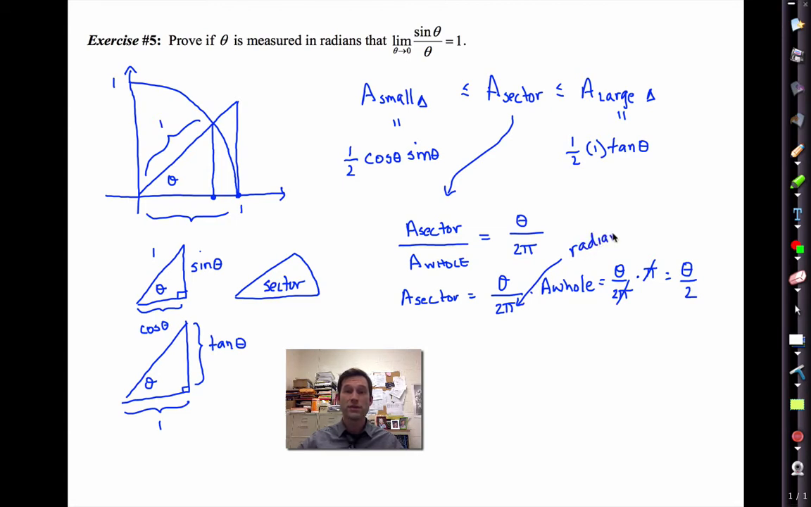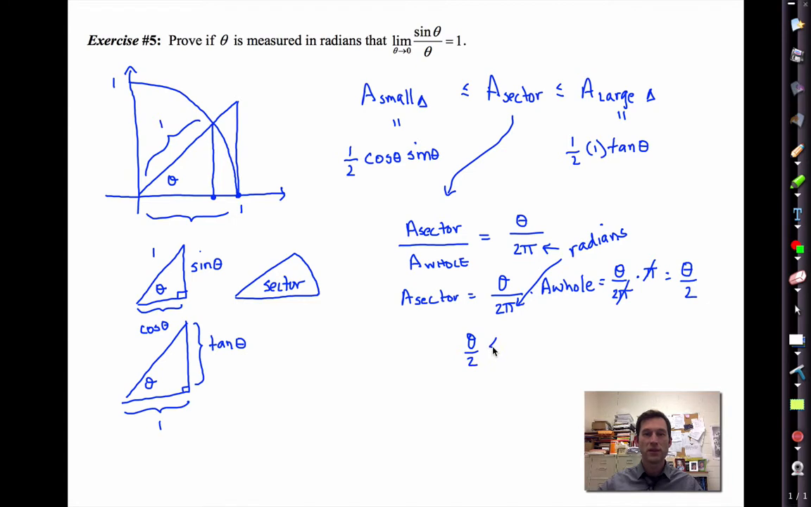Right? That's what forces us to go in radians, that and that. All right, so what do we now know? We now know that theta divided by 2 must be less than or equal to 1/2 tan theta and greater than or equal to 1/2 cosine theta sine theta.